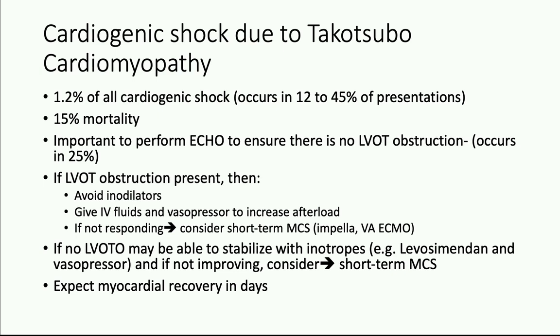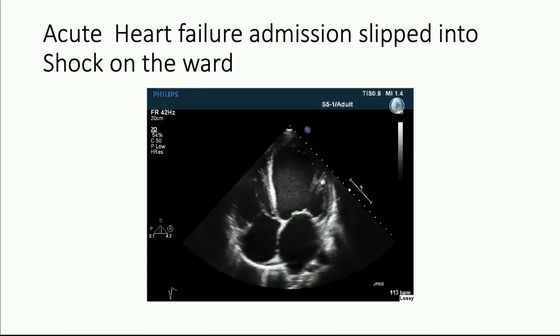If there is left ventricular outflow tract obstruction, you need to give fluids, you need to give vasopressor, but do not give an inodilator, because that will make the outflow tract obstruction worse. And if that doesn't work, then you have to consider giving mechanical circulatory support to the patient. If they don't have outflow tract obstruction, you could give an inodilator. And if the inodilator isn't enough to support the circulation, then you think about giving mechanical circulatory support. That was case number 1.